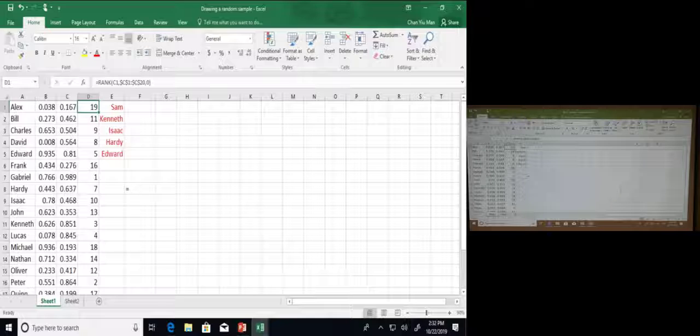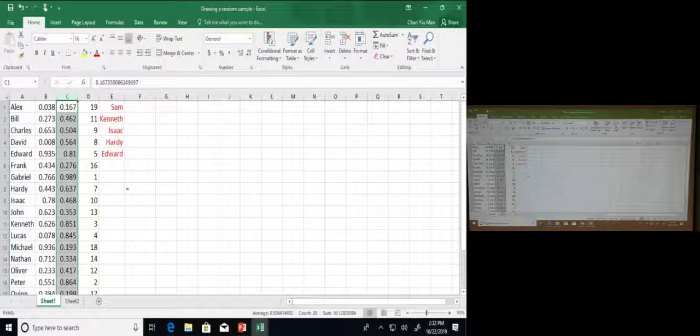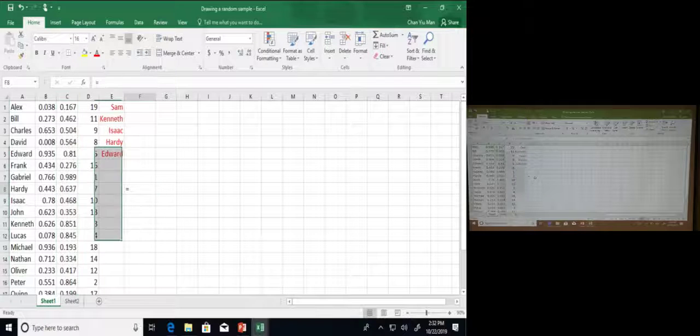The second subject, the random number I associate with it is 0.462, associated with Bill. And this number is among the 11 largest in the set of random numbers that I generated. So this is the 9th. As you can see, where's my 1? 1 is here. 0.989 is the largest random number among these 20 random numbers in column C.